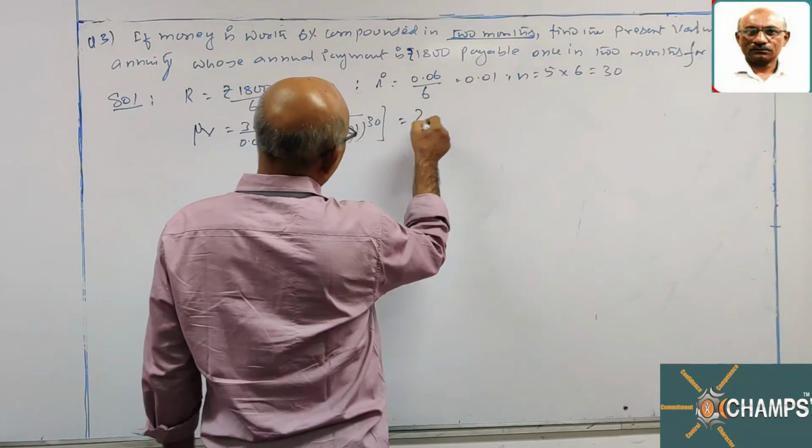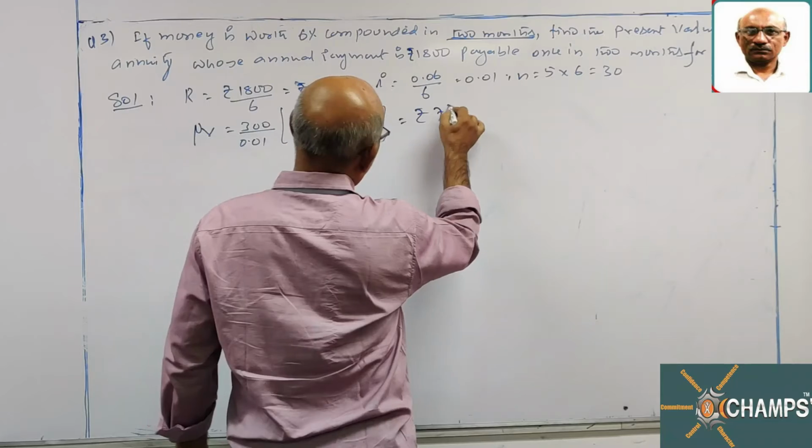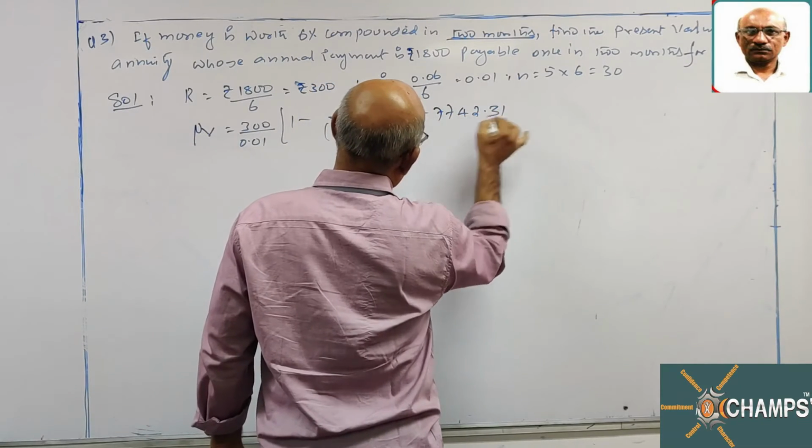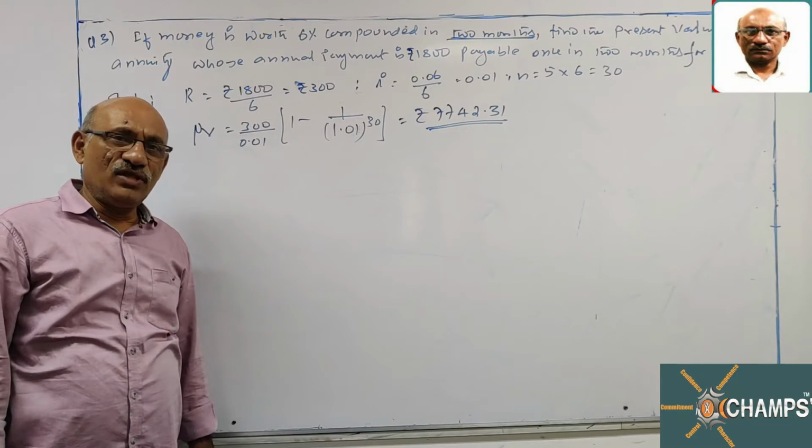So, using your calculator, you can simplify. You will get this as rupees 7742.31. This is the answer to this question.